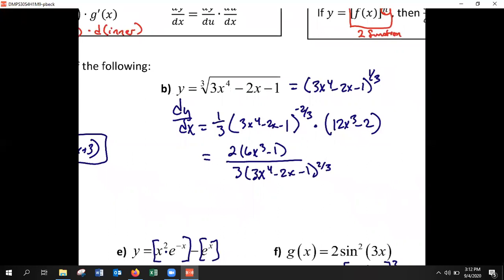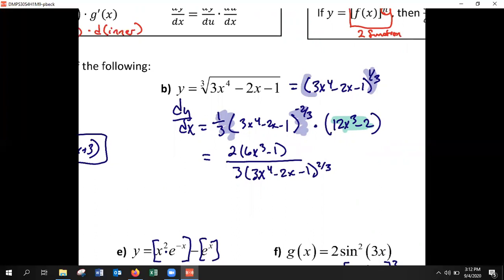For part B, let me go ahead and do the highlighting. So the highlighting is, this is our outer function. So we start by taking the derivative of the outer function, which is what you're seeing there, followed by the derivative of the inner function. The derivative of 3x to the fourth minus 2x minus 1 is 12x to the minus 2. And then we go ahead and clean it up.